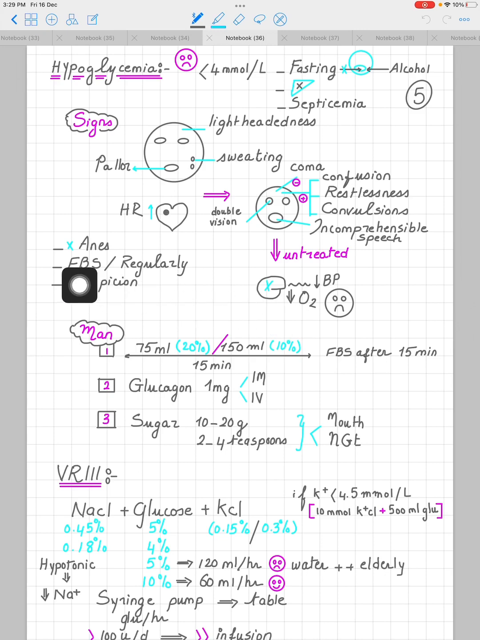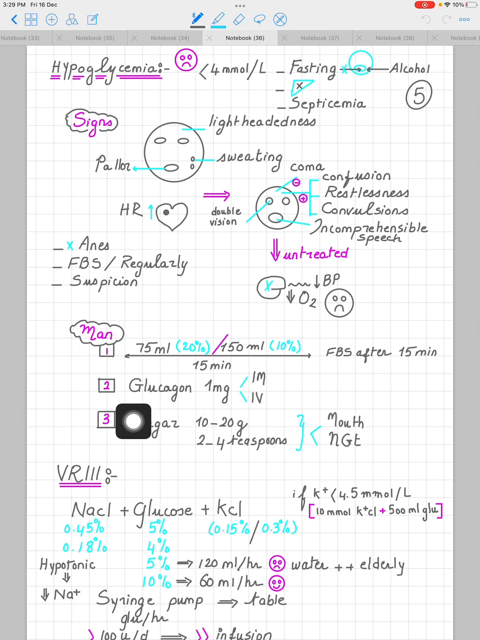As for anesthetized patients, they may not show any of these signs. Monitor the blood sugar regularly and suspect hypoglycemia with unexplained changes in the patient's condition. If hypoglycemia occurs, give 75 milliliter of 20% glucose over 15 minutes or 150 milliliter of 10% glucose, and repeat the blood glucose after 15 minutes.